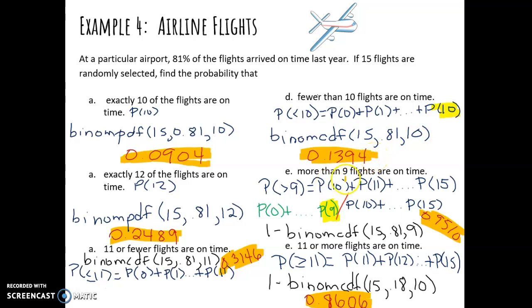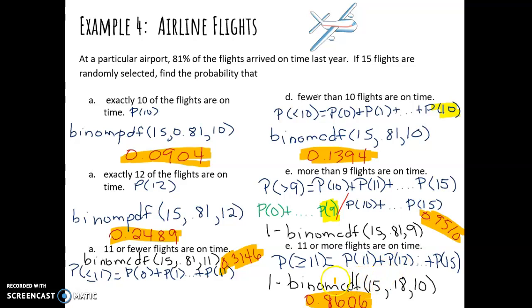And then for more than 9, we need 10, 11, 12, all the way up to 15. It does not include 9. It's basically 10 or more. More than 9 is 10 and up. We have to find the complement. If we want to find 10 and up, the complement goes from 0 up to 9. 9 is just before 10. So we do 1 minus binomcdf 15, .8, 9 and get 0.9510 when you round.